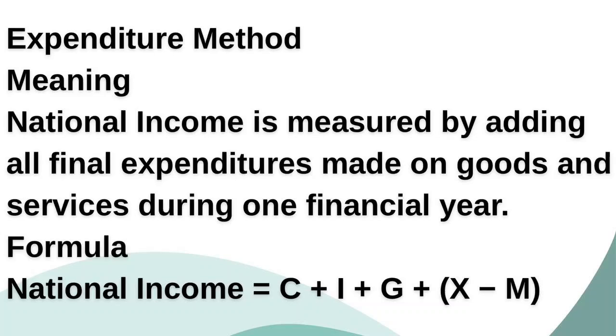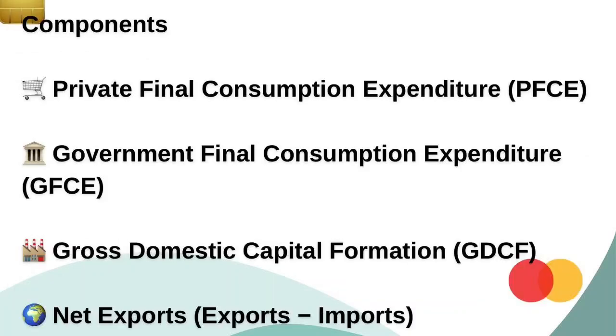Finally, X minus M means net export. Exports are added because they are produced in India. Imports are subtracted because they were produced in another country. Memory trick. Remember the formula CIGX. C consumption, I investment, G government, X minus M net export. The 4-letter trick makes the formula much easier to remember. Let's understand these 4 components one by one.